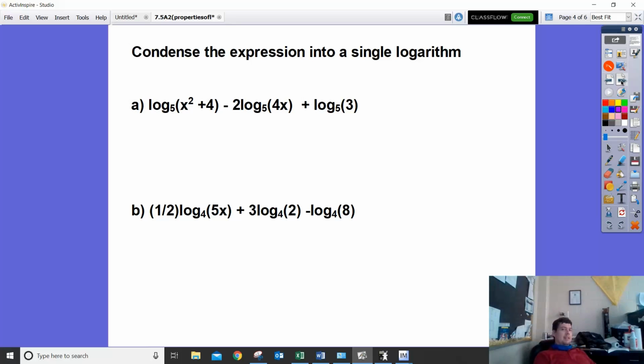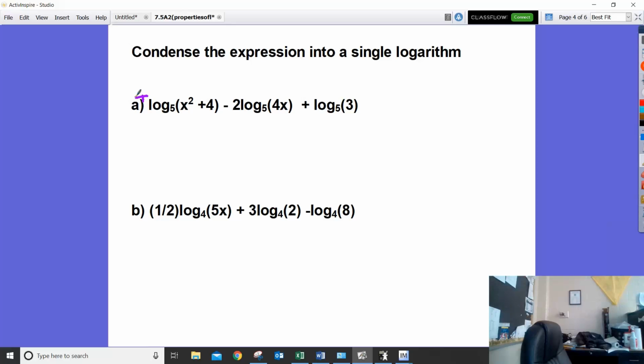All right, condensing into a single logarithm. We've got all these, by the way, are log base 5s on A. All of them on B are log base 4. That's a big deal. You can only condense or expand if they're the same base. Now, we've got a little mixture of everything going on A. We've got a first logarithm. By the way, what's the sign on that first logarithm? Is it positive or negative? Positive. It is a positive logarithm. It's kind of a big deal. I'm going to go ahead and put that positive symbol there. And the one in the middle is negative.